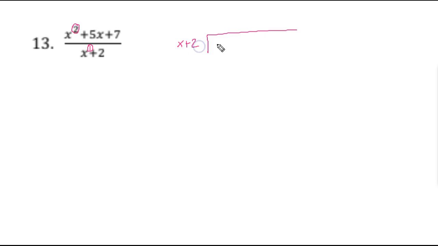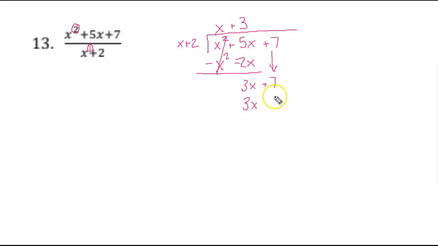So I need to remember how we did division with polynomials. So x squared divided by x is x. X times x is x squared. X times 2 is 2x. I subtract, and I get 3x. I carry down, and I start over. So x goes into 3x 3 times. 3 times x is 3x. 3 times 2 is 6. I'm going to subtract. And now I have 7 minus 6, which is 1.